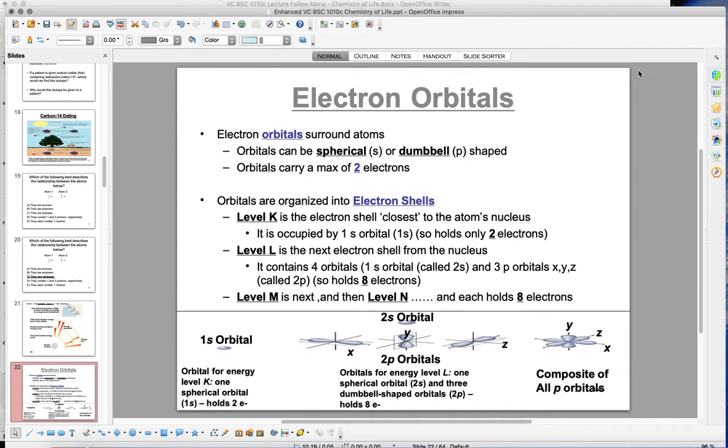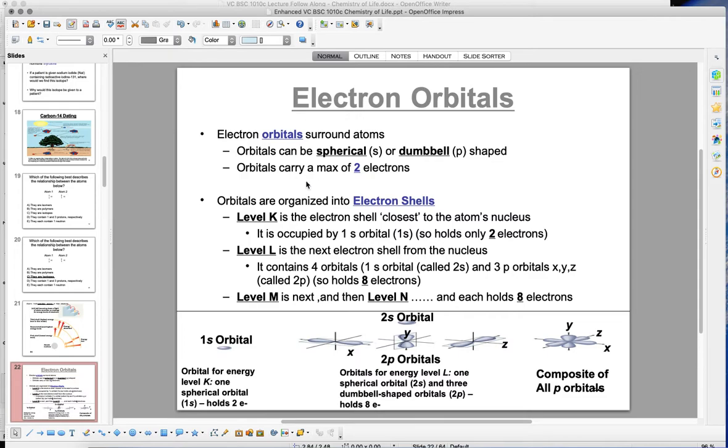All right, so now let's look at how these atoms arrange electrons in the shells, right? This is starting to get into the topics of how we make molecules and all that. Electrons are arranged in an atom in orbitals. An orbital is where the electrons hang out, and they can either be spherical or dumbbell shaped, and they hold a max of 2 electrons.